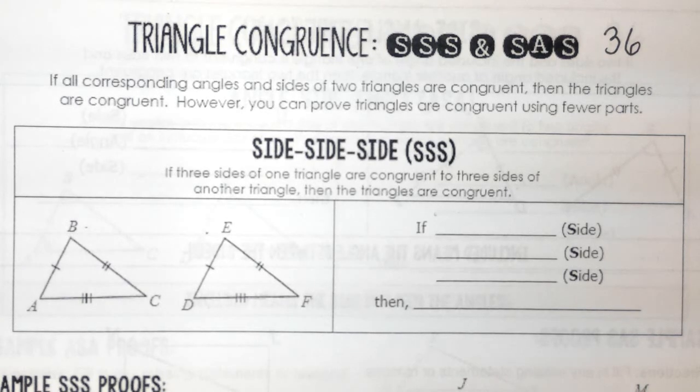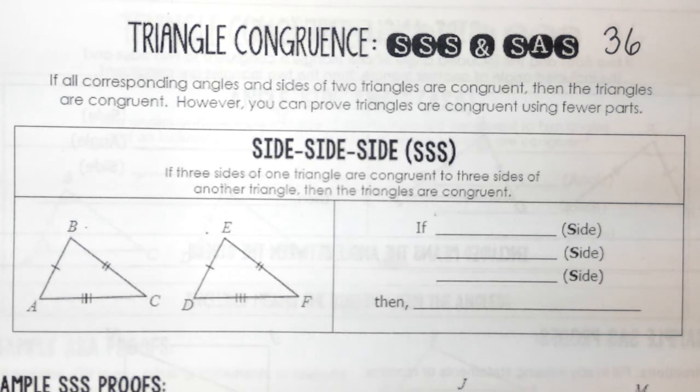Alright, so triangle congruence. We're doing SSS, SAS, ASA, AAS, and HL. So what we're doing, it's best to read this at the top first. If all corresponding angles and sides on two triangles are congruent, then the triangles are congruent. Y'all know that. However, we can prove triangles to be congruent using fewer parts. That's what we're doing. We're going to prove some triangles to be congruent by SSS, SAS, ASA, AAS, or HL. Once we do that, then after that we'll know that all the corresponding parts on both triangles are congruent. But we're going to prove the triangles to actually be congruent first.